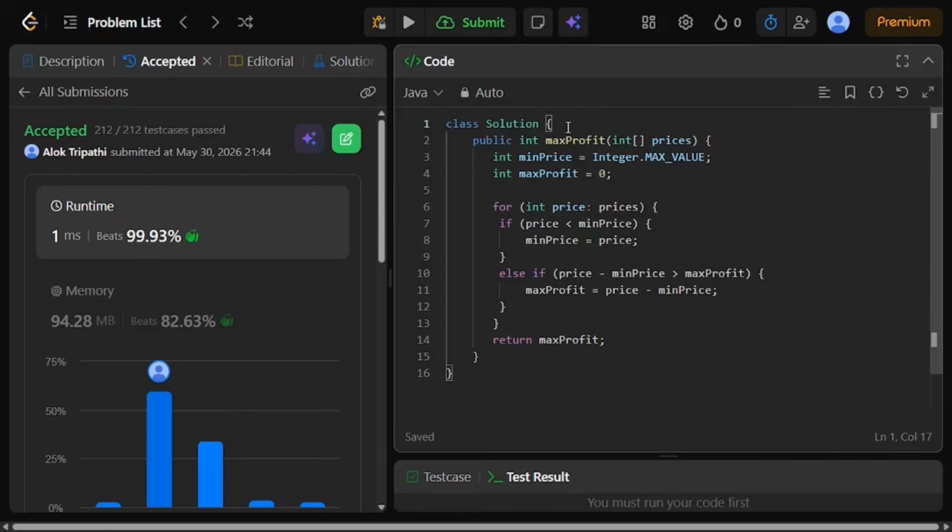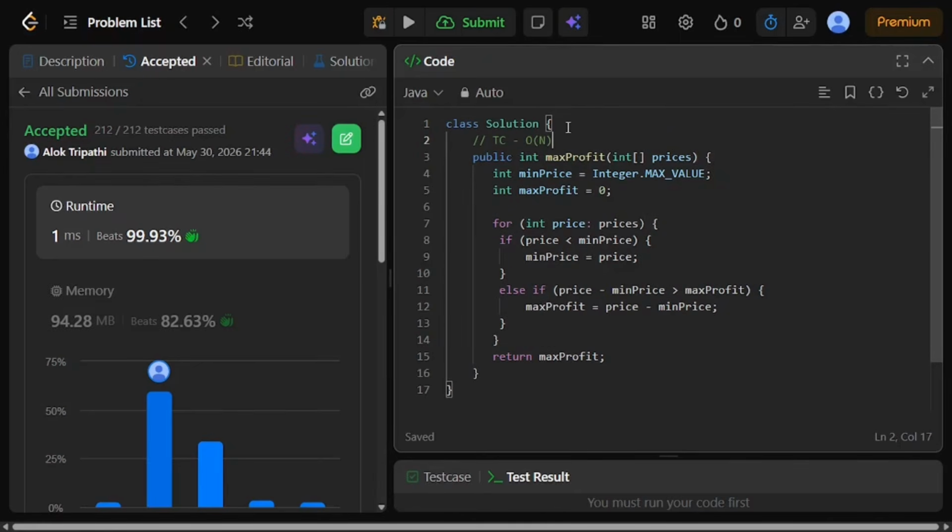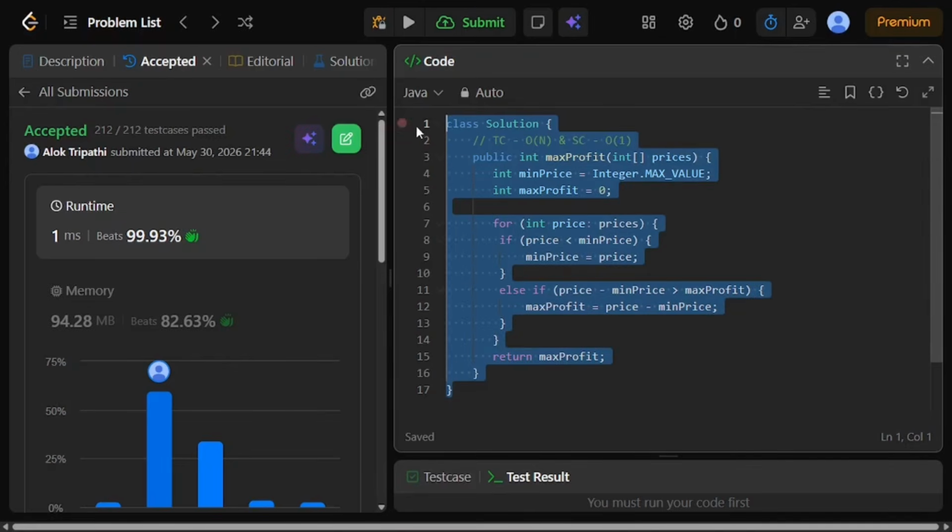So the time complexity would be big O of n, and space complexity would be big O of 1. So this is the entire explanation for our question.